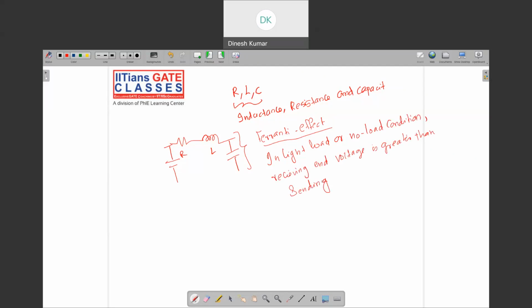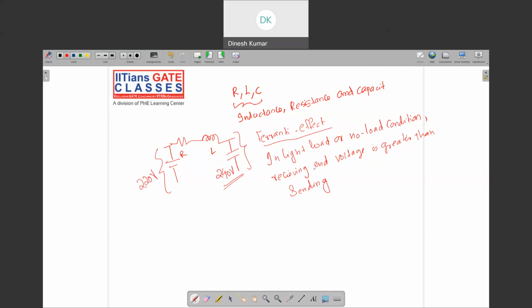So if you think like this, the receiving end voltage is actually greater than the sending end voltage. If the sending end voltage is something like 220 volts, the receiving end voltage will be greater than that, so 240 volts or something. So how is this possible? Because this is the sending end voltage, and in normal condition the voltage has to drop here.